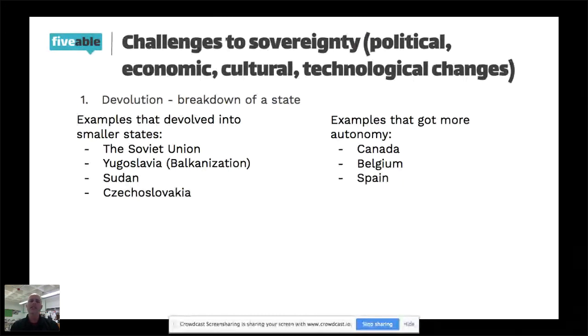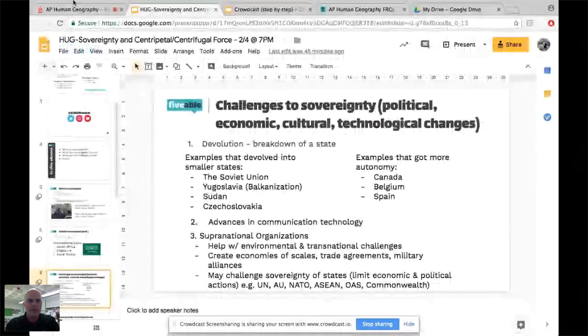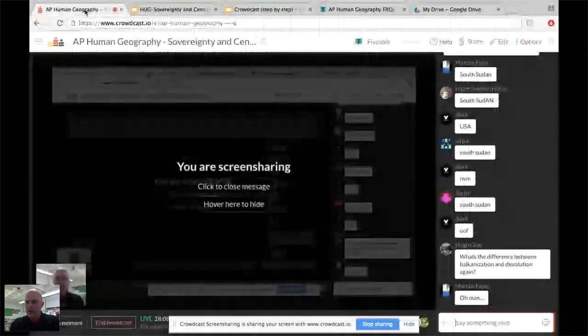Now, devolution does not necessarily mean that it is a breakup of a larger state into smaller states, like in the Soviet Union, Yugoslavia, Sudan, and Czechoslovakia. All right, there are some examples where there's just regions getting more autonomy. So in Canada, there's actually 2 examples, all right, of devolution. Can anybody give me either of the 2 examples in Canada?